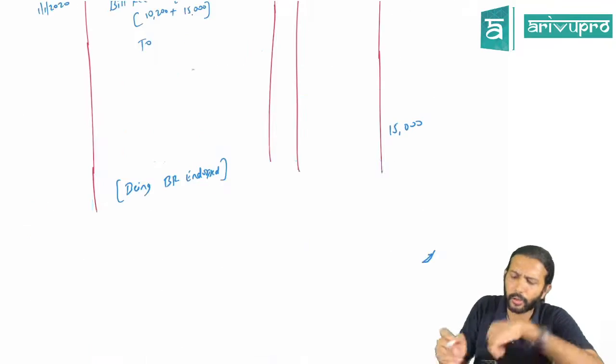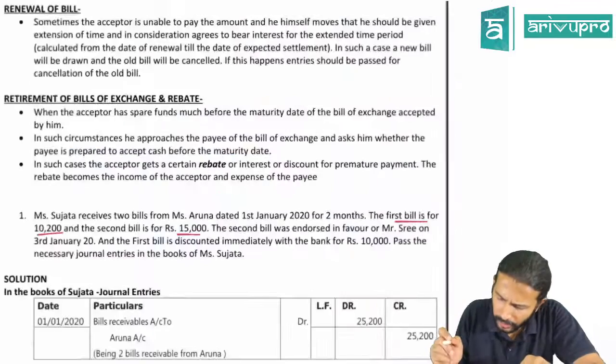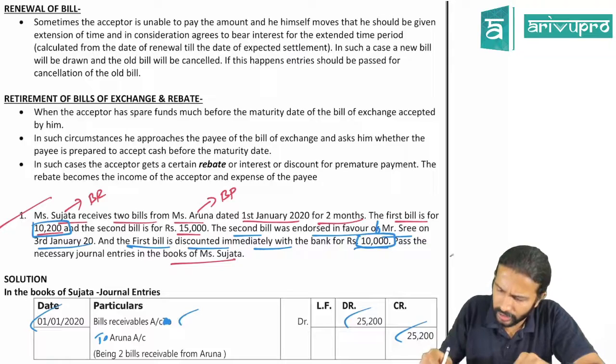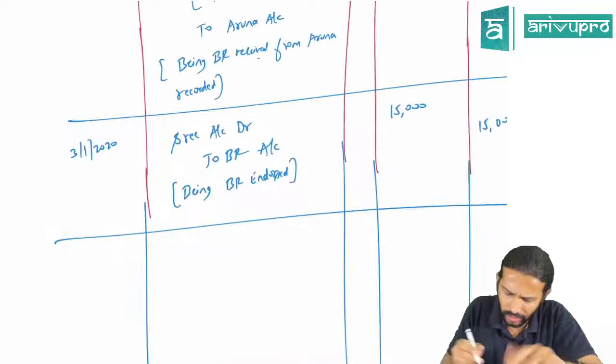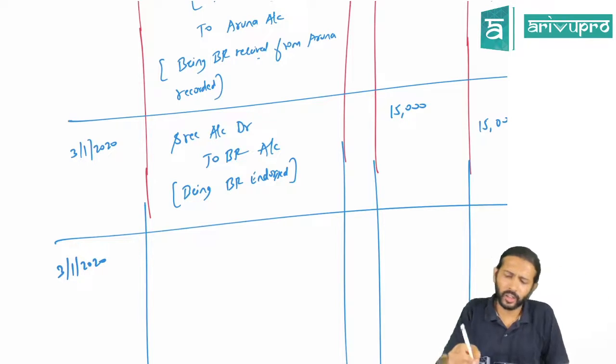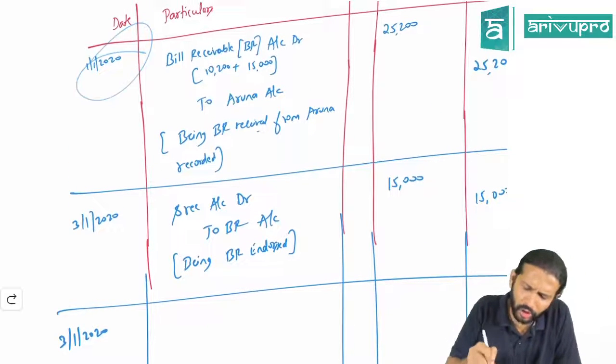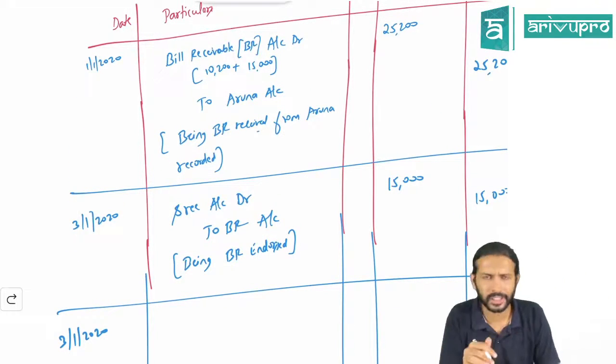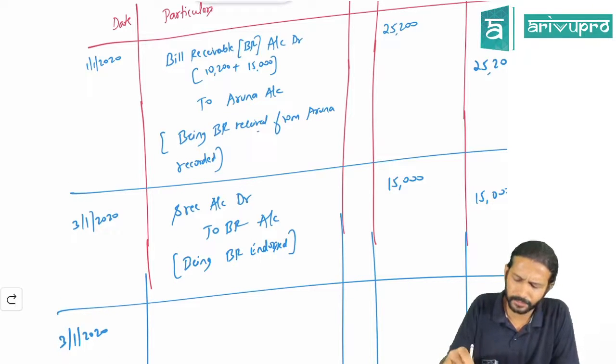What is the journal entry for bill discounted now? Immediately they said. Okay. Meaning on the same day only you could have endorsed, or I'll write it on the 3rd January itself. Okay. All right, they've not given a date. You can assume it is discounted on 1st January only or 3rd January only, whichever is your call. That's fine. I'm going to write it as 3rd January.